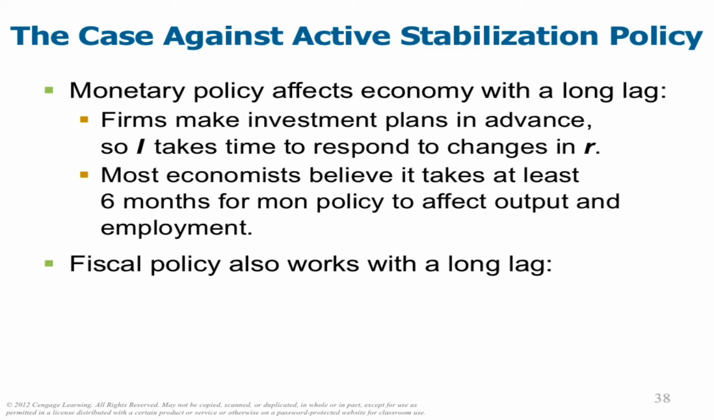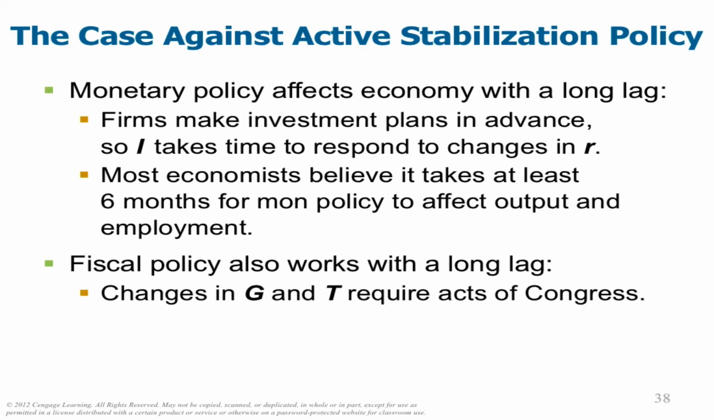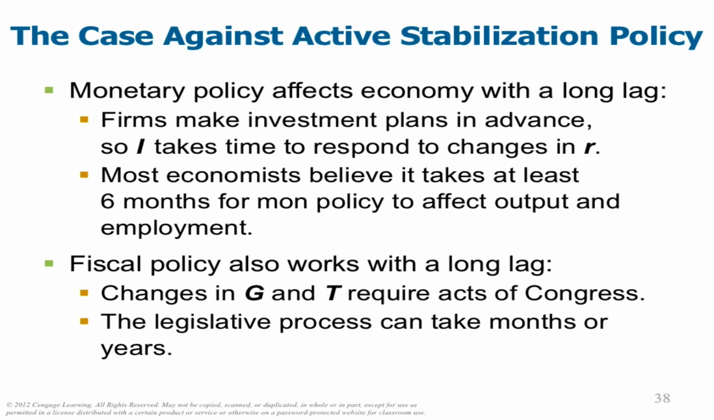Fiscal policy also lags. Because Congress, and we all know, you've all studied prefixes, right? Pro and con are opposites. Congress is the opposite of progress, as the old joke goes. It takes time. They've got to agree on something in order to change government spending or change tax policy. That can take, at a minimum, months, and more commonly, years.